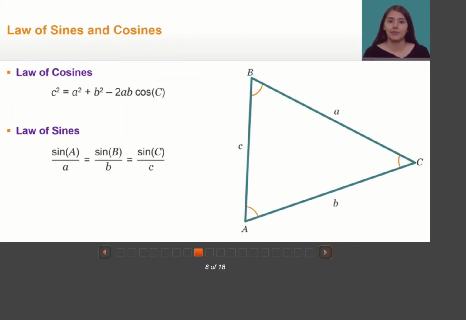Since we can relate vector operations to triangles, we can use the law of cosines and the law of sines to help us operate on vectors. We can use the law of cosines to find a resultant vector magnitude or length, and we can use the law of sines to find the direction angle of a resultant vector.